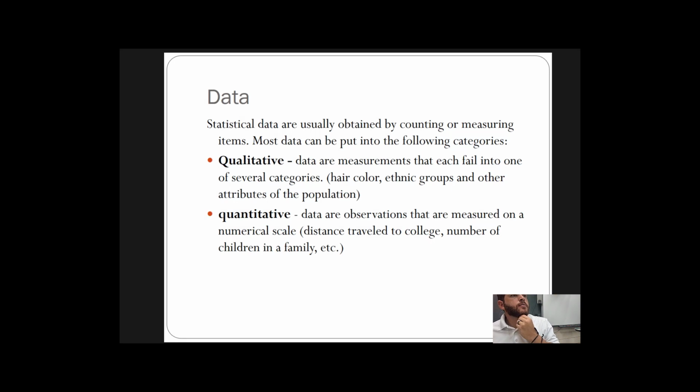Alright, so there's two categories of data you need to know also. So there's qualitative data. So this is data that falls into categories. They're not necessarily numbers. It's things like hair color, ethnic group, or some other attribute. That's qualitative data. The next one is quantitative. So this is data that are measured on a numerical scale. So this would be anything dealing with numbers. So when you see quantitative, think numbers. Qualitative, think categories.